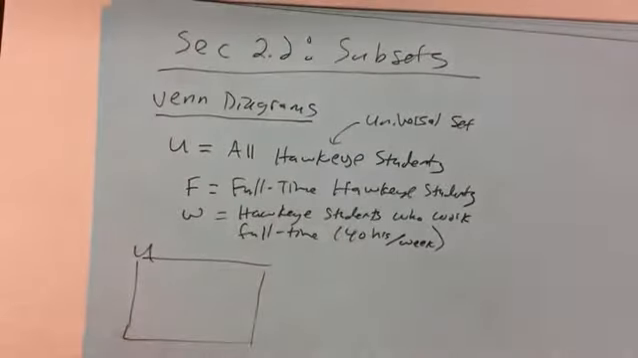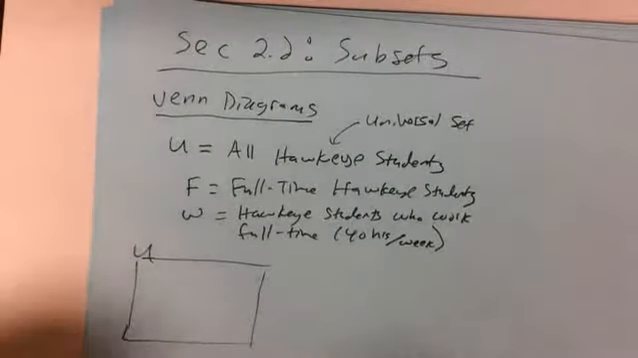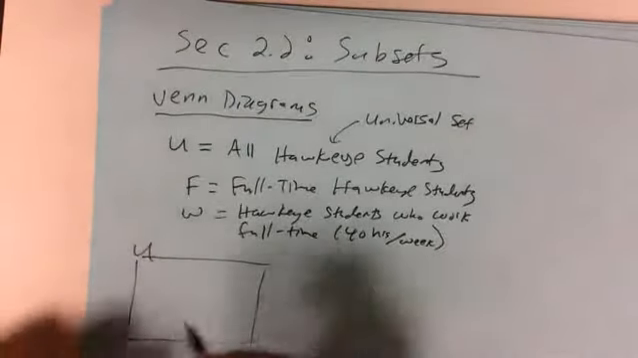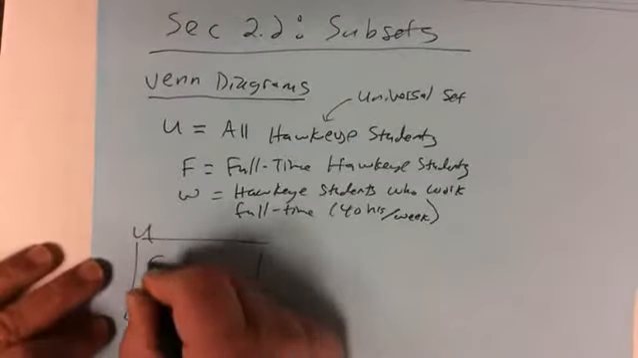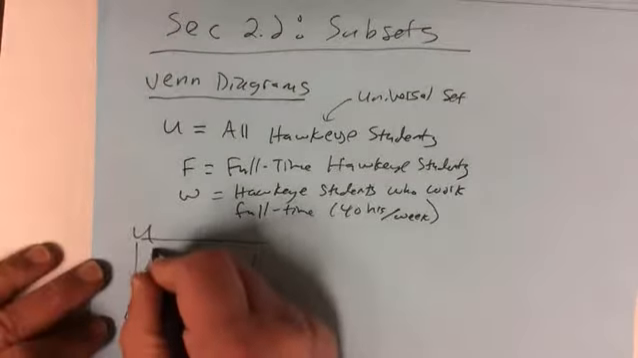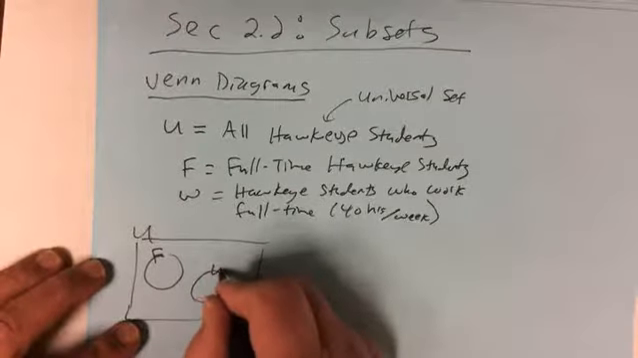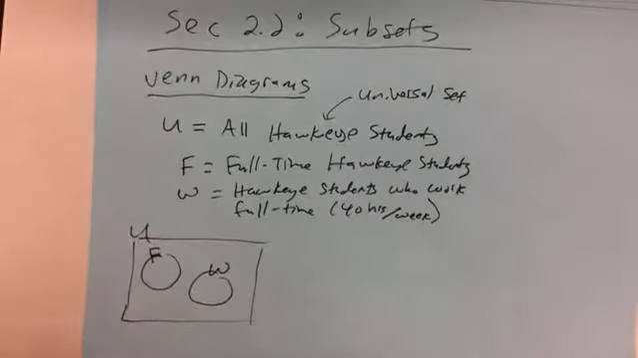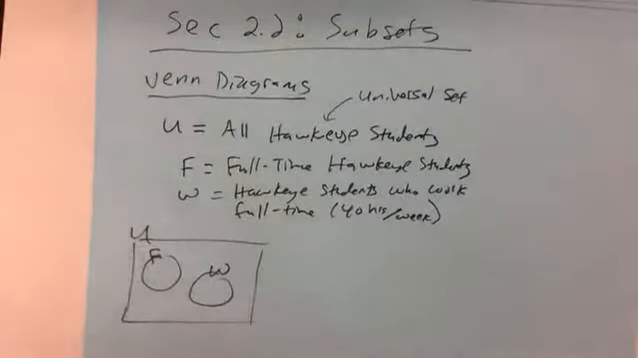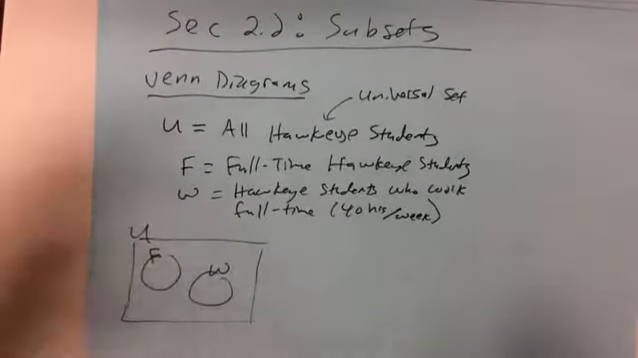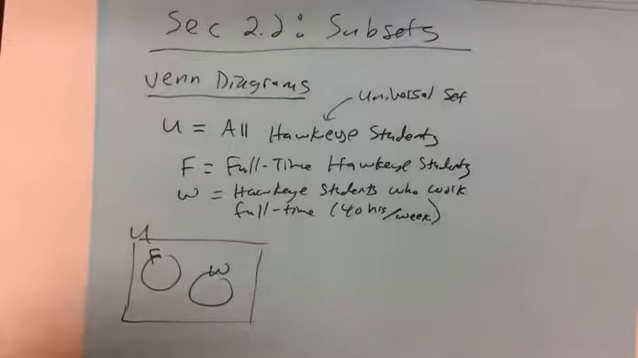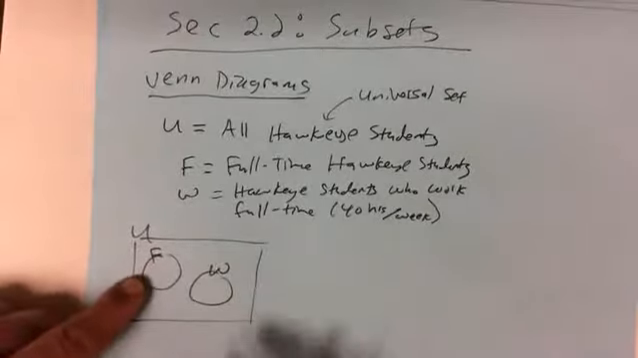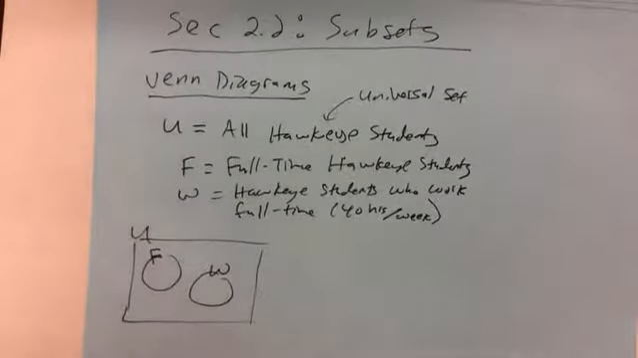And then I'm going to picture that with the square. So these are all Hawkeye students. And then I've got these two sets, F and W. So they have some sort of relationship with one another. Let me just give you some possible examples. We could have, this is the set of all full-time students. This is the set of all students who work full-time. So this particular diagram says something about the relationship of those two sets. And in this case, what it's saying is that those two sets are separate. They don't have any students in common. You either work full-time, or you go to school full-time, but there's nobody that does both.